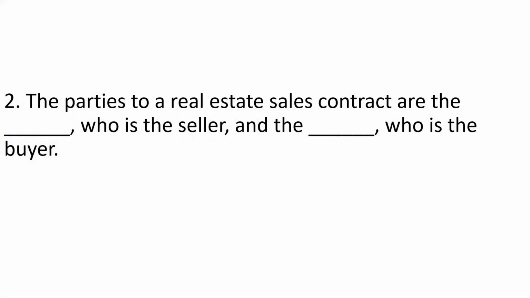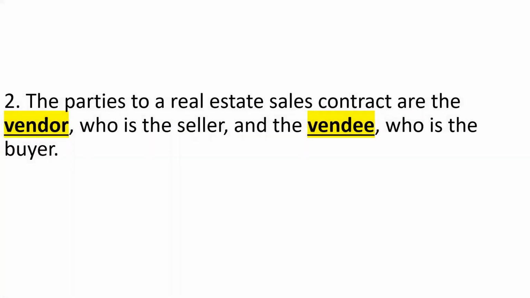Number two, the parties to a real estate sales contract are the blank, who is the seller, and the blank, who is the buyer. If you remember, I shared with you, if you understand the concept between OR and EE, you will get many questions right. You will see this just about everywhere on the exam. A vendor is the seller, the person giving title to someone else. And the vendee, who is the buyer, is the one receiving it. So EE is the receiver, OR is the giver.